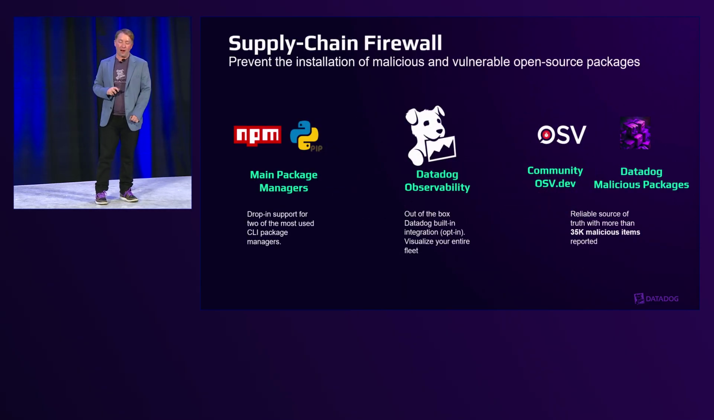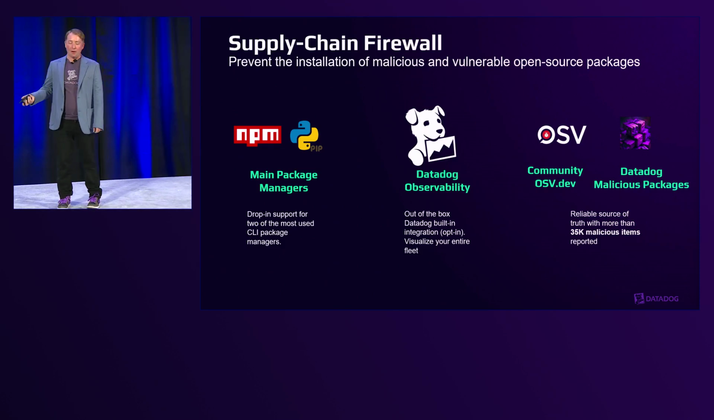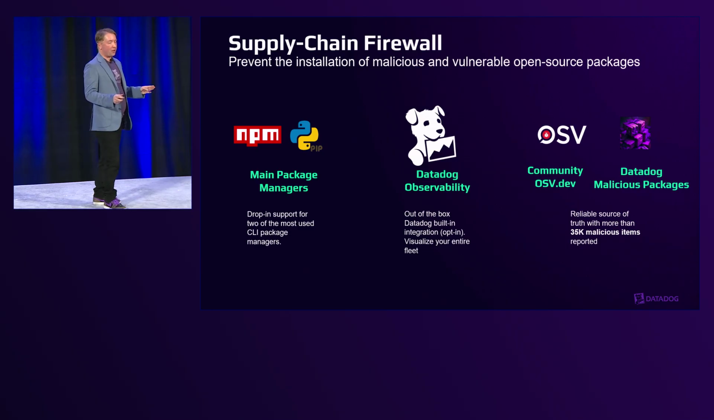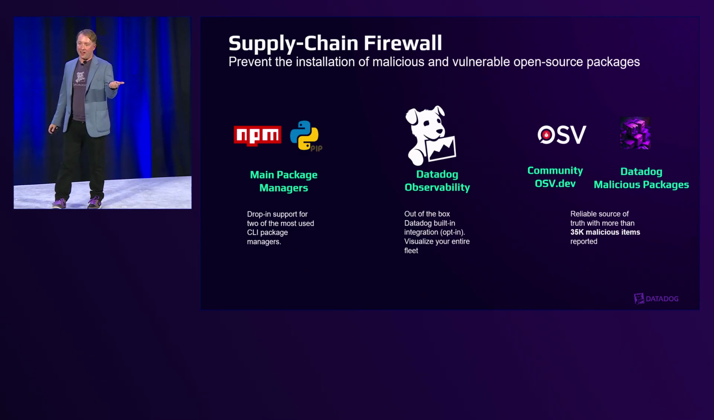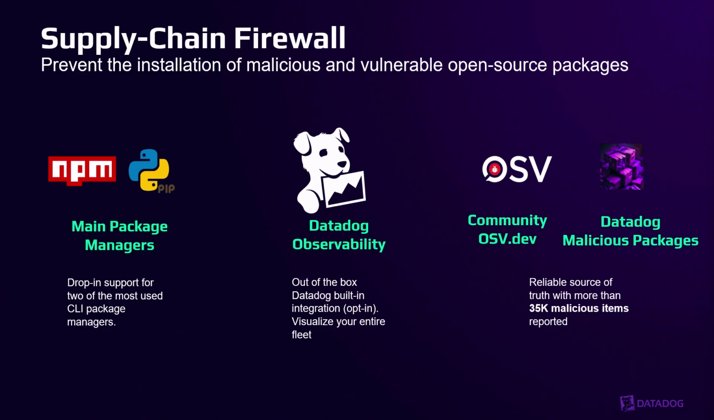The supply chain firewall prevents the installation of malicious packages by wrapping the npm and pip commands to keep problematic packages out of your projects as early as possible. Today, it will reject 35,000 malicious packages that we've identified from sources like OpenSSF, OSV, and of course the Datadog malicious packages repository that is also available on GitHub for study.